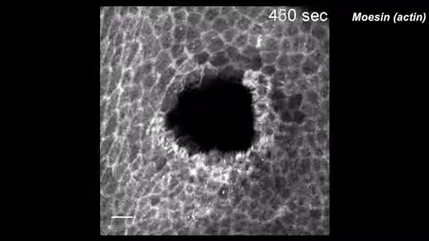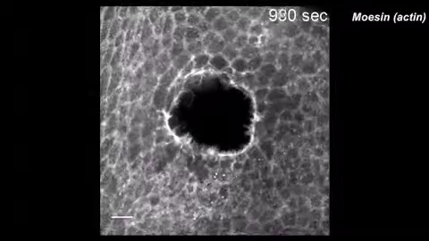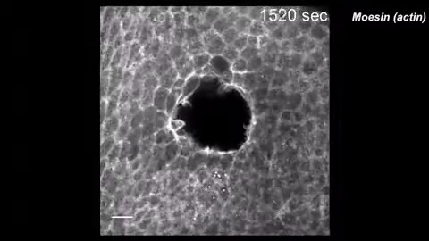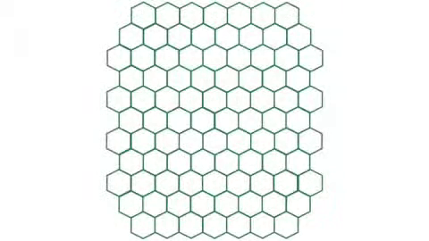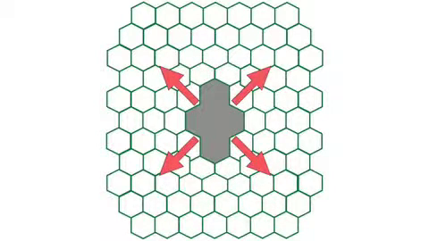So with this work, we are starting to understand what are the first events that occur when you make a wound in a simple epithelia. We can start to connect the mechanical stress that the tissue suffers with molecular events that then lead to a response of the cytoskeleton to start healing the wound.